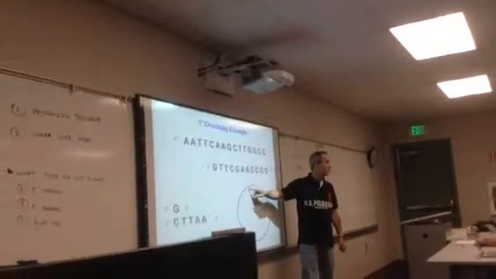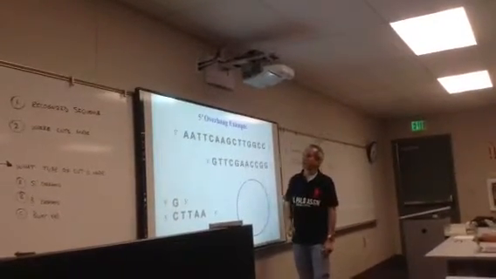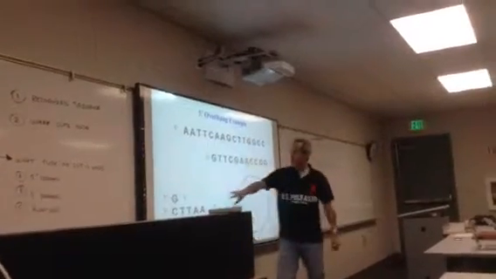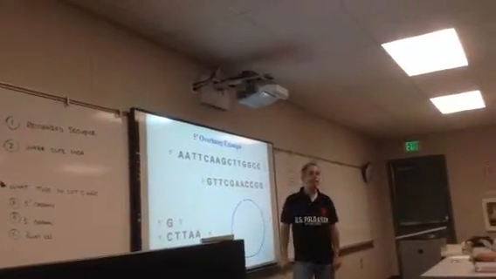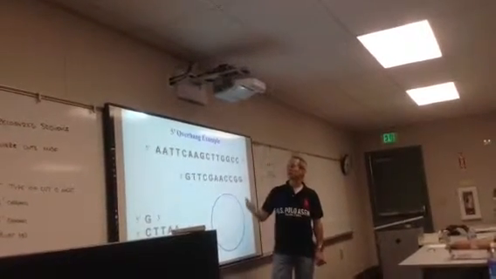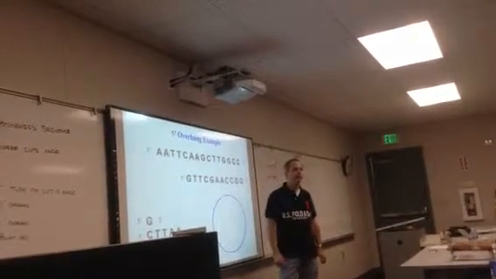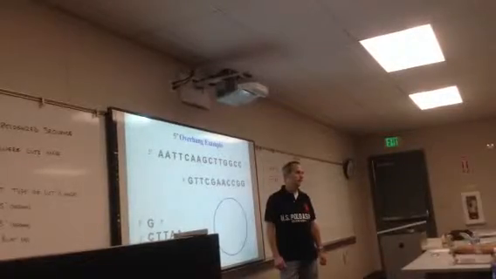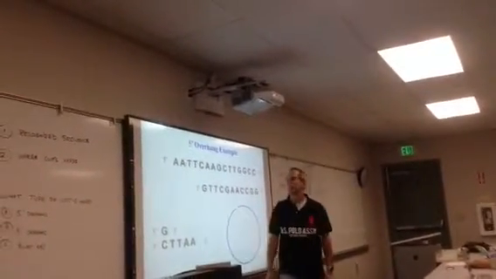Agreed? Now here's a question for you. Whether you're talking about this one or this one, can you tell me which end is sticking out the farthest? The 5'. Therefore, this is an example of a 5' overhang. Does that make sense? Okay.